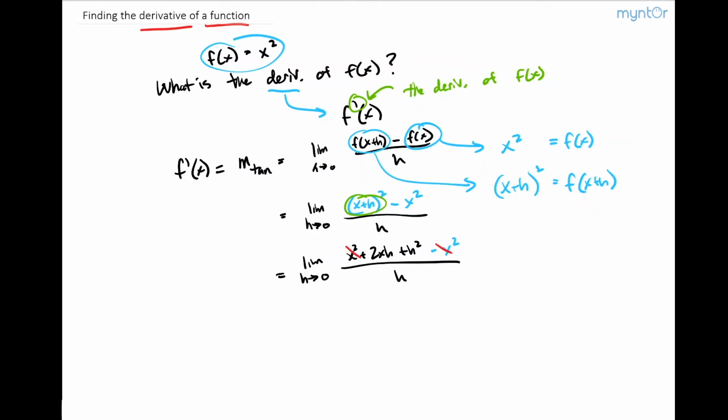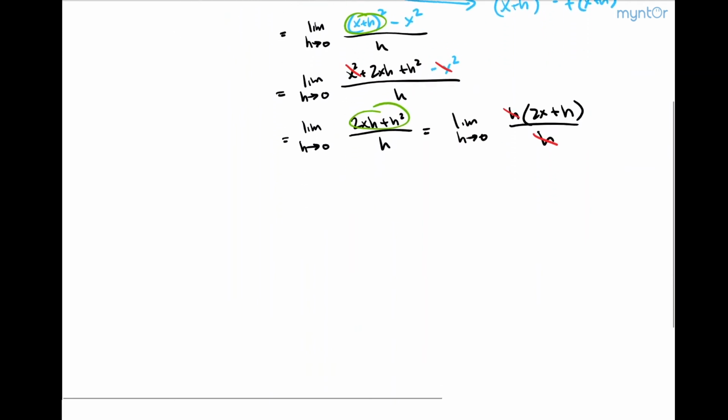Now we're going to notice here that I have an x squared and a negative x squared, which cancel out. And so I'm left with the limit as h approaches 0 of 2xh plus h squared over h. I'm going to go ahead and factor out the h here. So I can write that this is equal to the limit as h approaches 0 of h times 2x plus h over h. Noticing that the h on top and the h on the bottom cancel out, I'm going to scroll down here for a second. And so I can find that this is equal to the limit as h approaches 0 of 2x plus h.